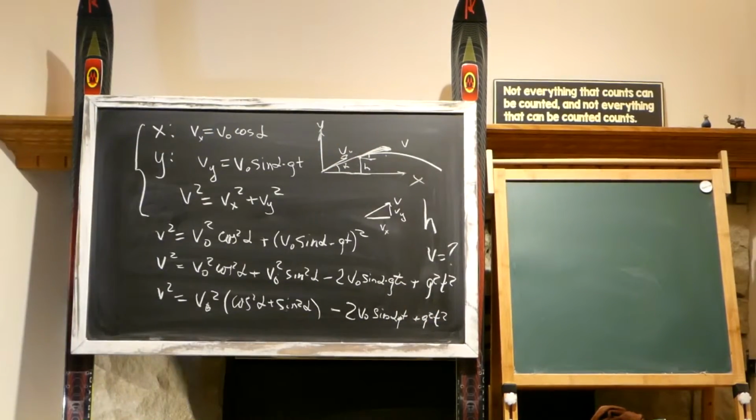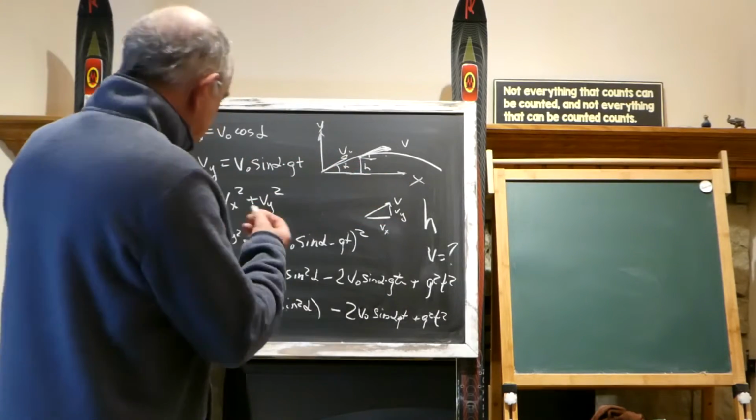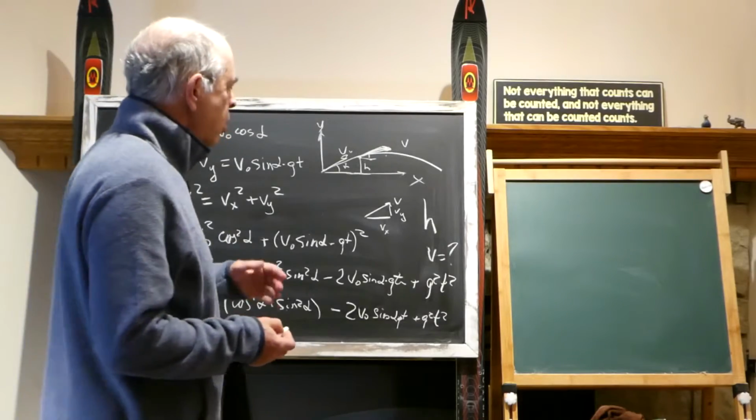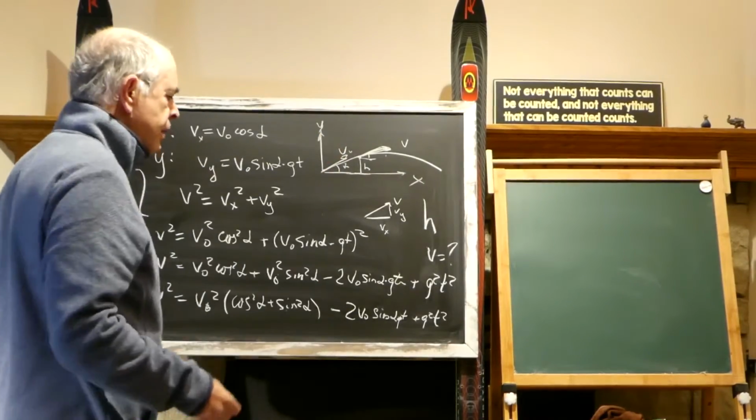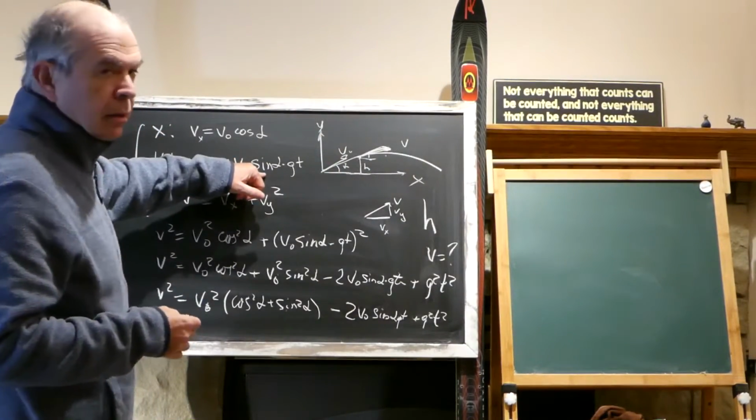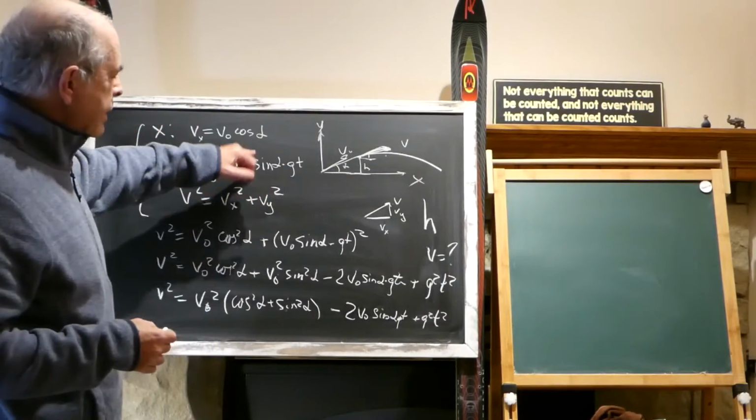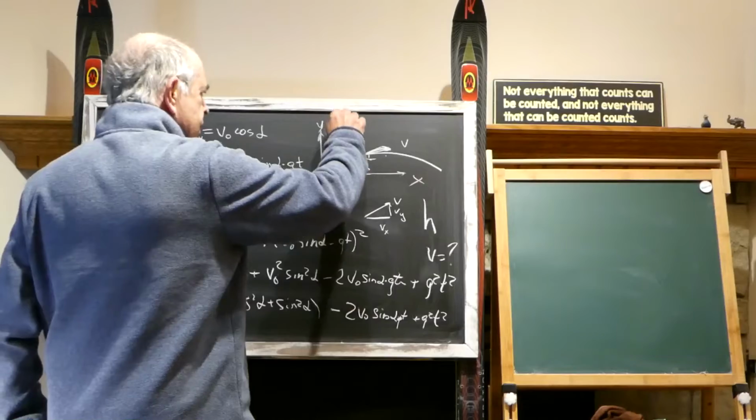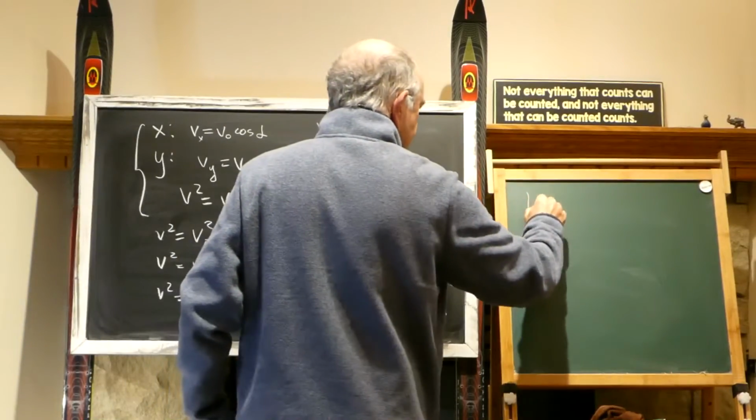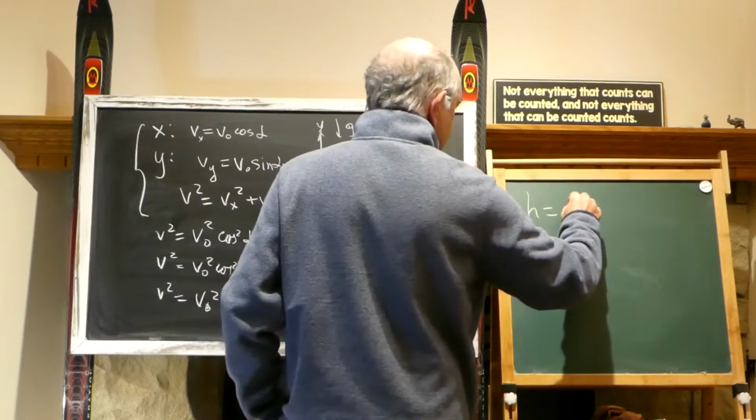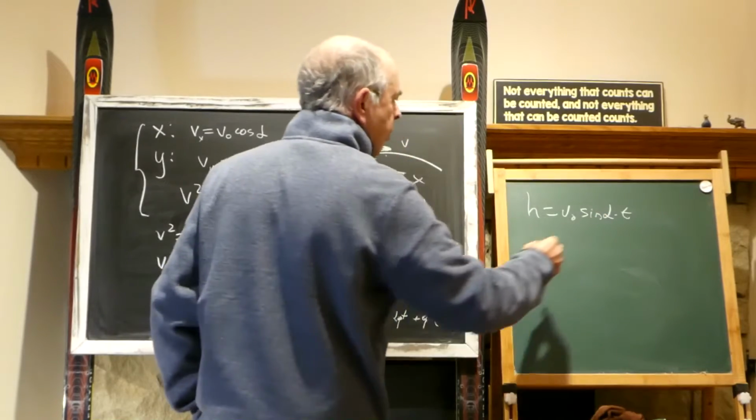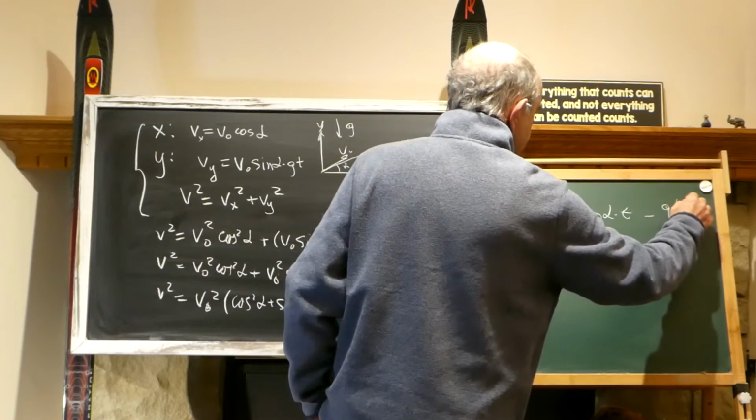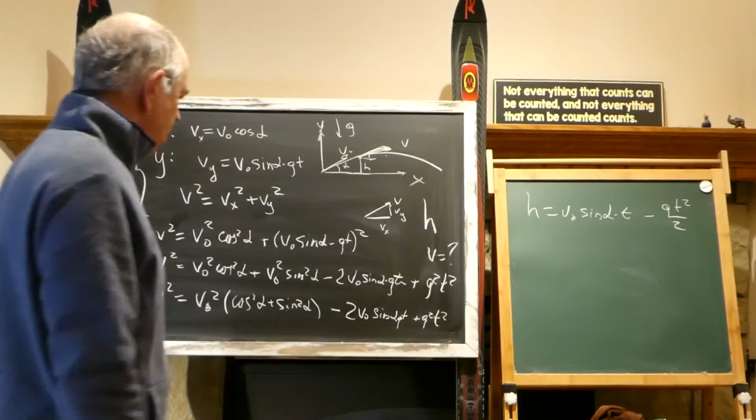And everything is good, but I don't have h here at all. And h is given, and I have to use this h somehow. So what comes to mind is the movement along this axis. I start with this speed along y, and this acceleration g is negative, so I can say h equals v0 sine alpha t minus gt squared over 2, right?